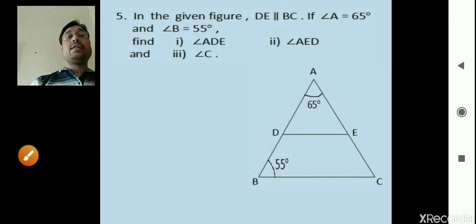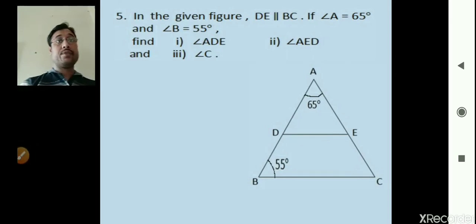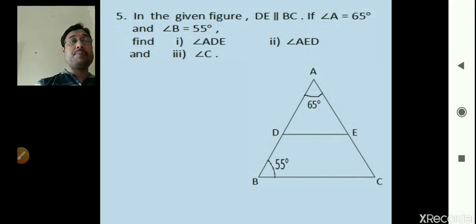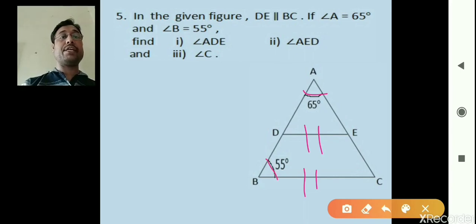Okay. Next, in the given figure you can see this diagram. I will explain through this diagram. In this given figure, DE is parallel to BC. Okay, these two lines are parallel. BC is parallel to DE and angle A is 65 degrees given here. Angle B is 55 degrees. This is 55 degrees given. Then find the measurement of angle ADE, angle AED and angle C. So first find ADE here.